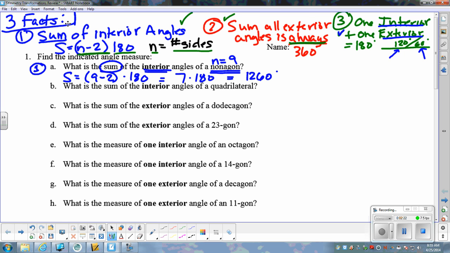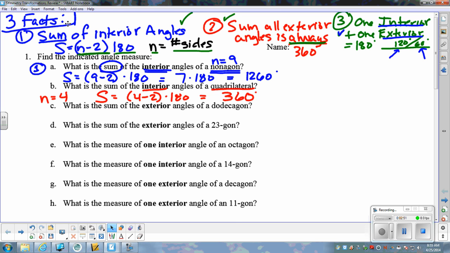Part B, what is the sum of the interior angles of a quadrilateral? Once again, we know that n for a quadrilateral is equal to 4. So the sum of the interior angles is equal to 4 minus 2 times 180, which equals 360 degrees. Now, most of us will probably know this without having to calculate it. We just know it from previous knowledge of parallelograms, quadrilaterals, and the such.